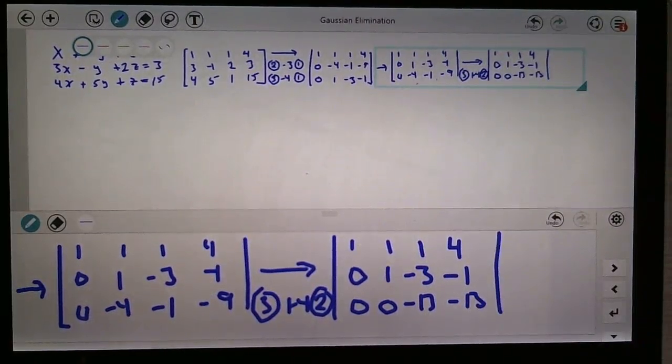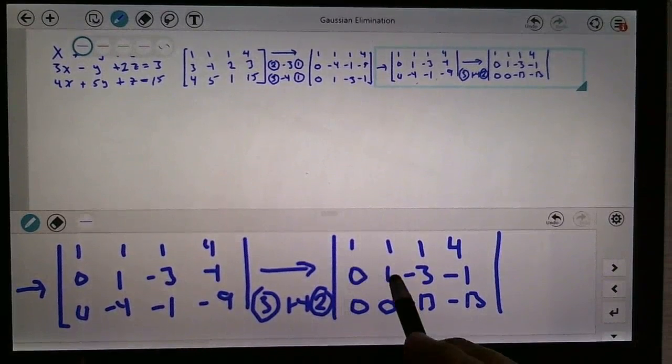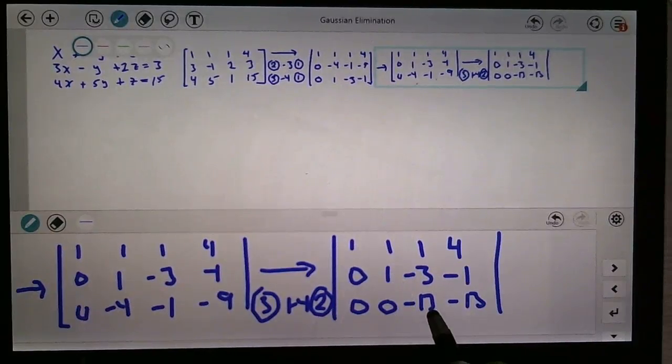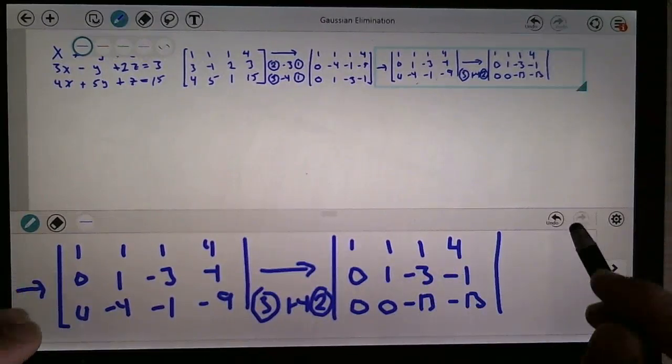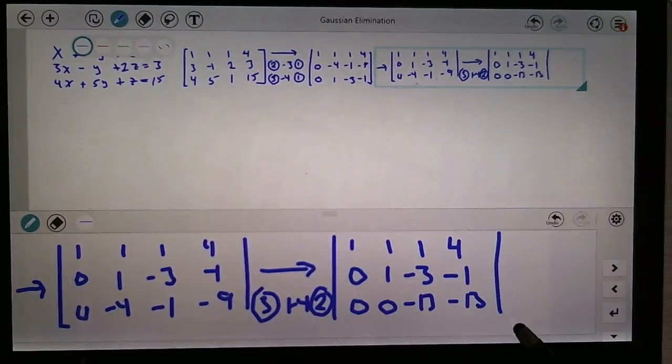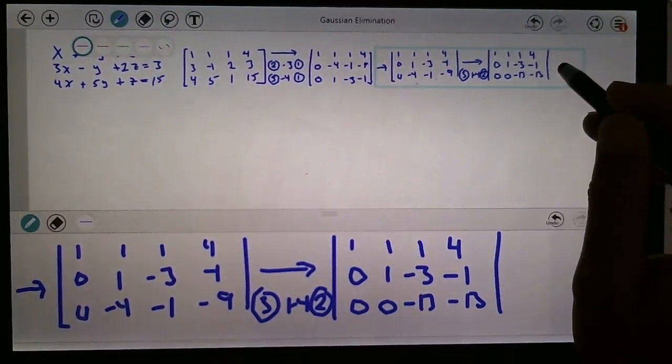Okay? So I got a 1 here, 0's under it. A 1 here, 0's under it. The next thing I'm looking for is a 1 right there. Well, I can't really use anything above, so I just have to use that row for itself, and I'm just going to divide row 3 by -13.